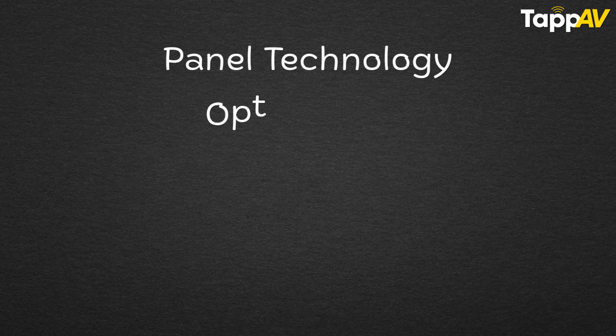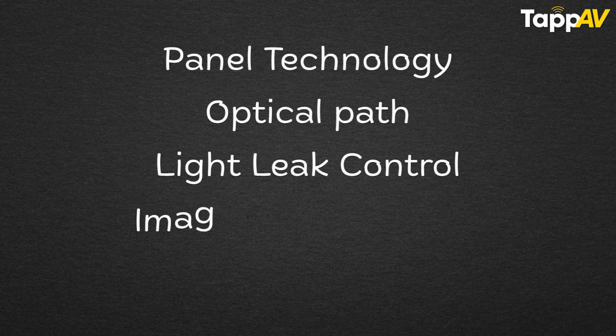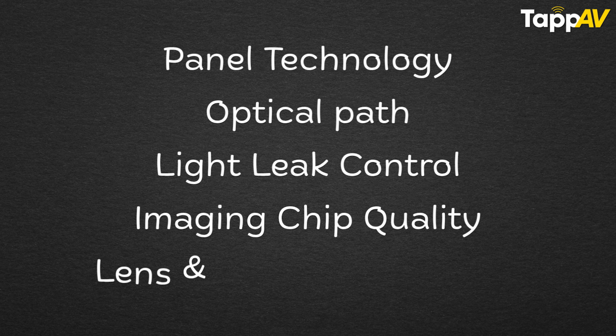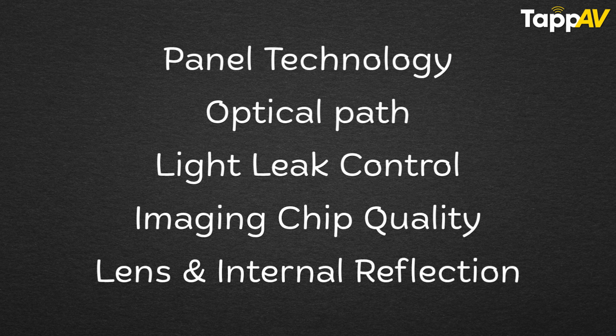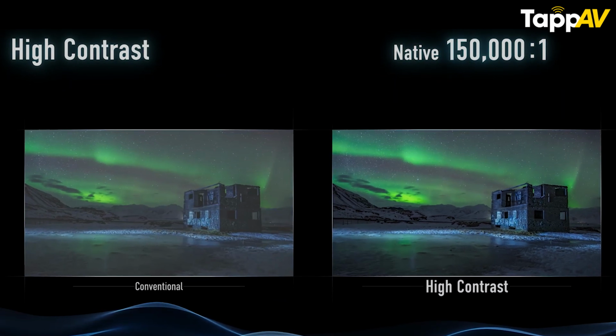Now, I have just broadly put them into 5 different topics. So the first is panel technology, then comes optical path, then you have light leakage control, imaging chip quality, and lastly, the lens and the internal reflections. That is why you can have a bright 4K laser DLP projector with average blacks, but a premium SXRD or a DILA projector with far better native contrast. So yes, the light source matters, but the panel architecture matters more for nice native contrast ratio.